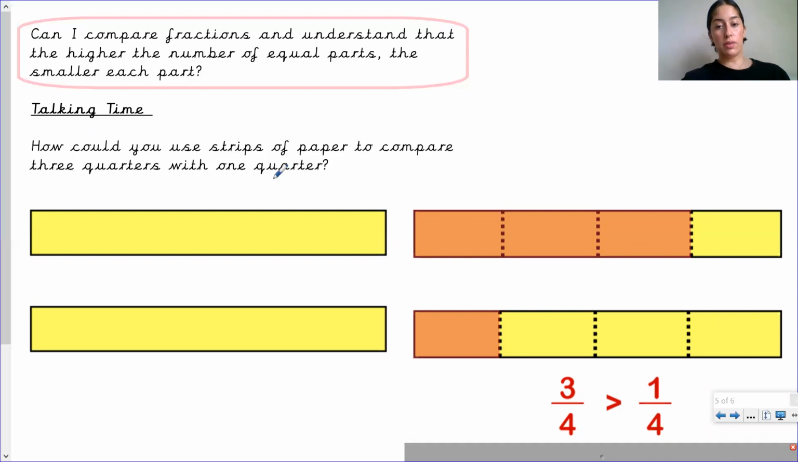So here we've got 3/4, 1, 2, 3, and here we've got 1/4. We can clearly see that if we have 3/4, it's going to be larger than if we only have 1/4. So if the denominators are the same, the larger the numerator, the larger the fraction, because it represents the number of parts that we're considering. So the more parts that we consider, the larger it is.